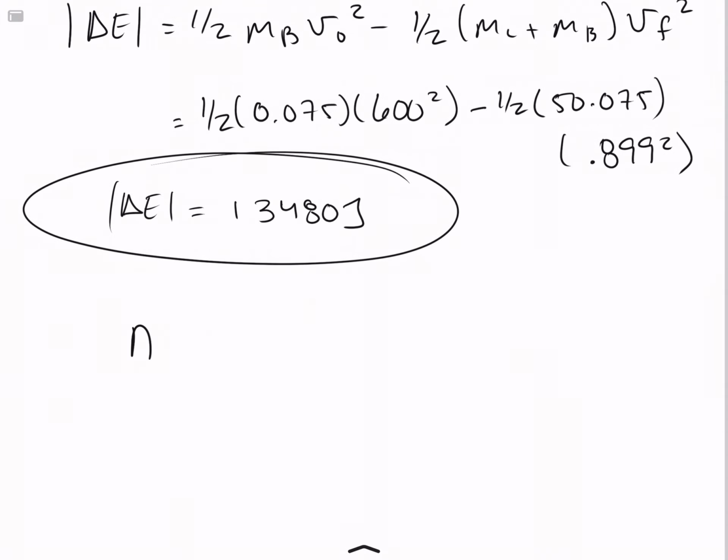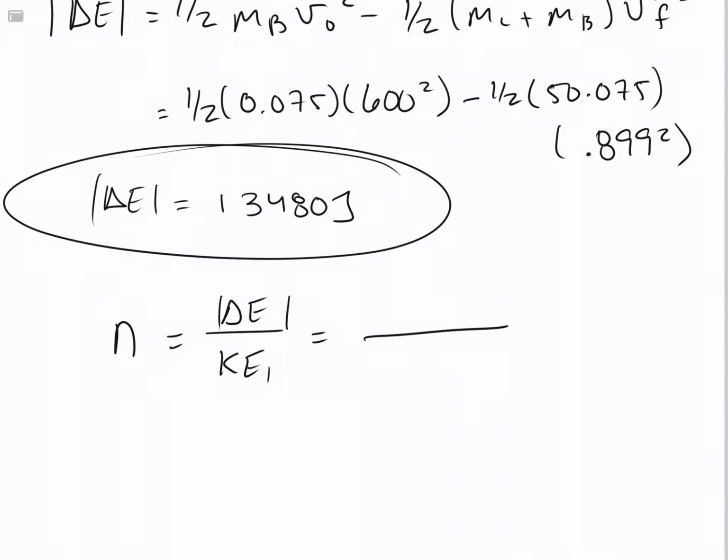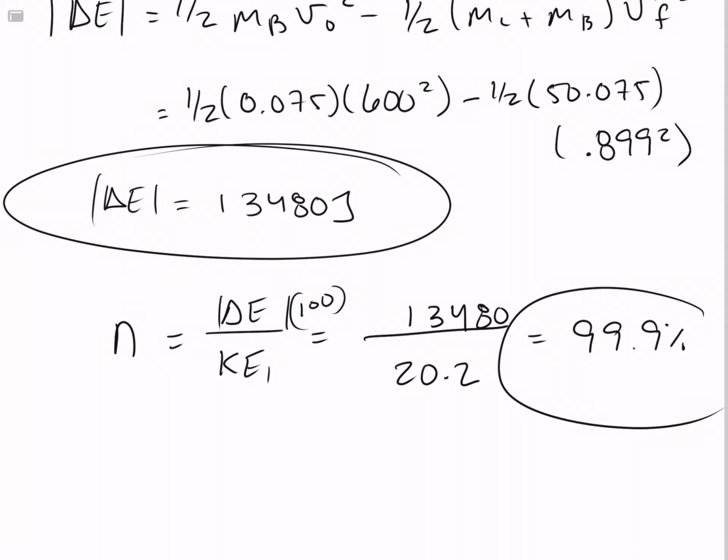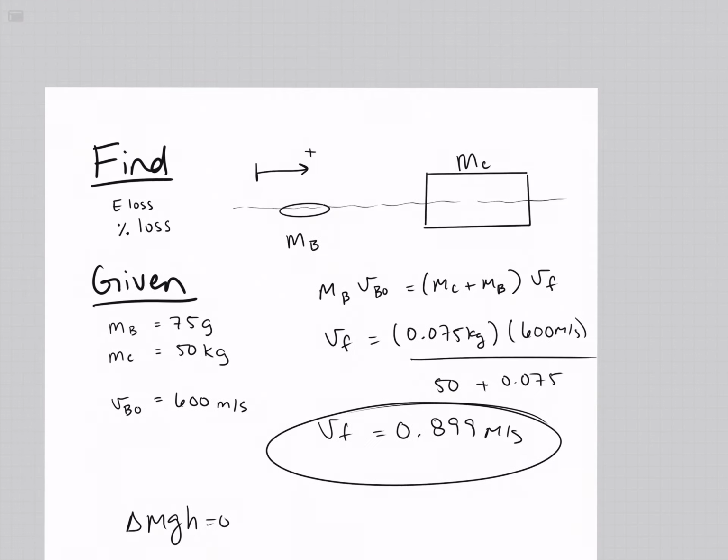But now we need to find the percent loss, and that is the variable N. That will be delta E over the kinetic energy of 1, times 100. We solved for that kinetic energy of 1, and that was 13,480 joules over 13,500 joules. That gives 99.9% loss, which is quite a bit.